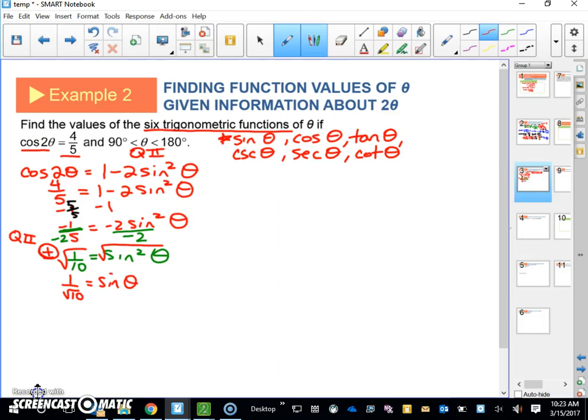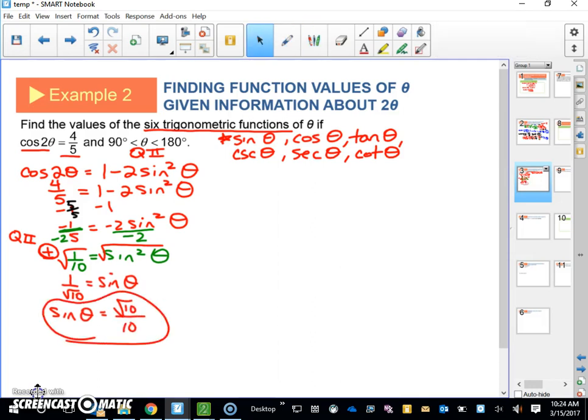That's sine theta. Or, once you rationalize, sine theta equals square root of 10 over 10. That's part of our answer. This question asks me to find all 6 trig function values. Maybe on your homework, though, we'd be finished. Maybe it only asks you for sine theta on your homework, and you'd be finished.